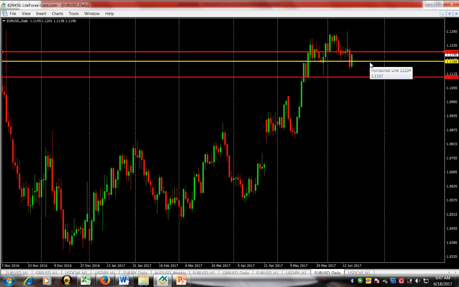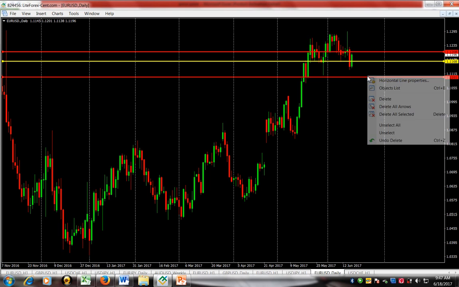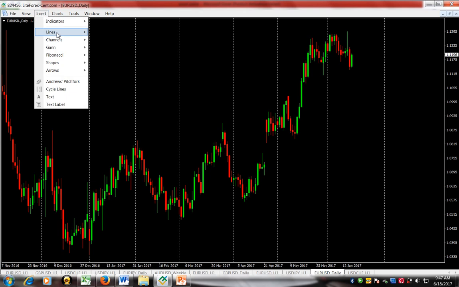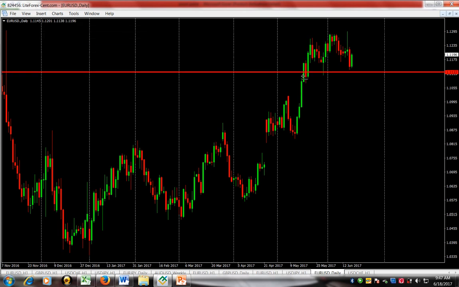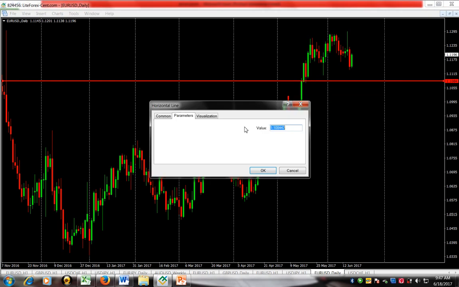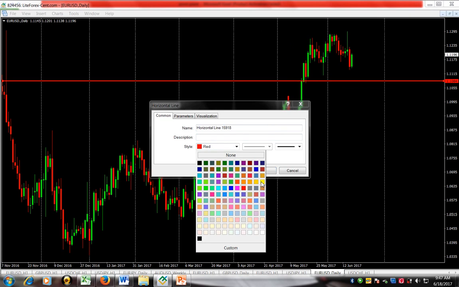It's there already. Let me remove all this from the chart so that we start. Now let's come to insert here, and then I click on horizontal. Can you see that? I like yellow for pivot point. This is the yellow. Click this place and then click this yellow here.